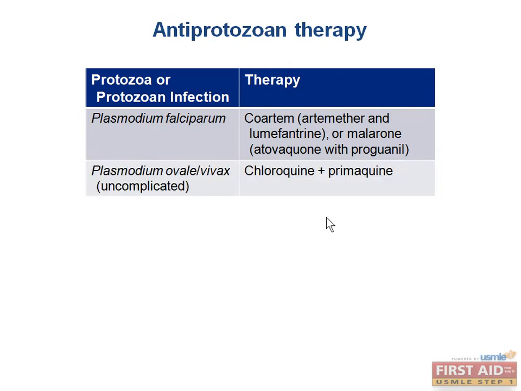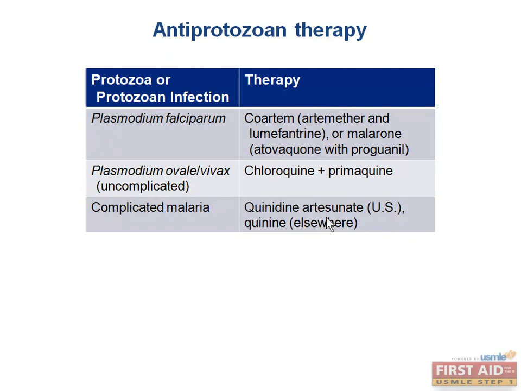In uncomplicated Plasmodium ovale or vivax, the treatment is chloroquine if the strain is chloroquine sensitive, plus primaquine. Do you remember why you need primaquine? Well, the primaquine is to kill the dormant liver forms called hypnozoites.